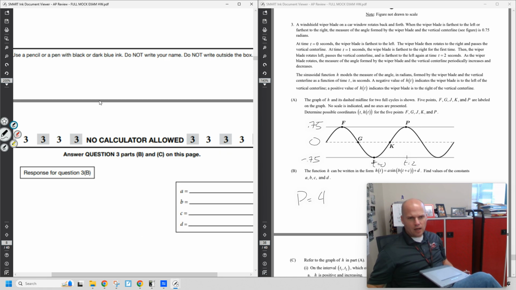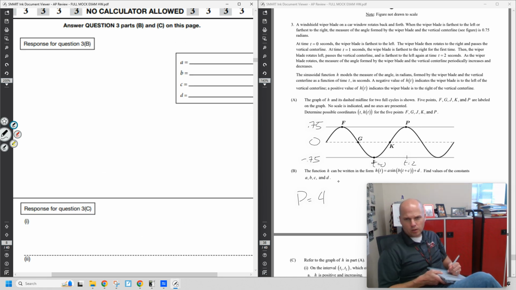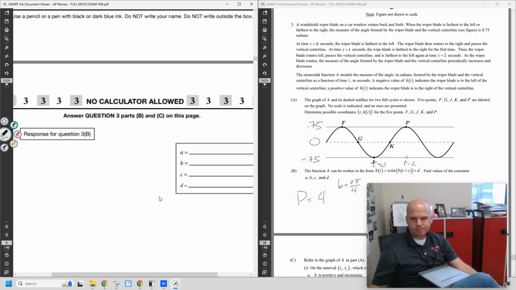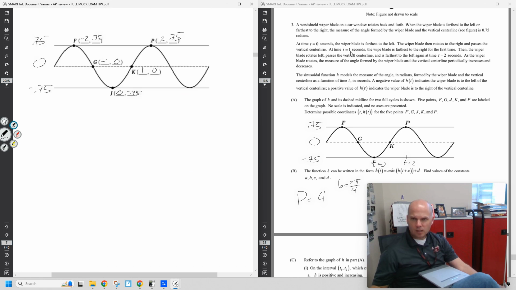Cool. A, B, C, and D. If the period's 4, B is 2 pi over P, pi over 2. Oh, I messed up. 1 second. It's back to the left at 2 seconds. So the period's 2. Sorry. This is 1. This is a half. This is negative half. This is negative 1. Okay, cool.